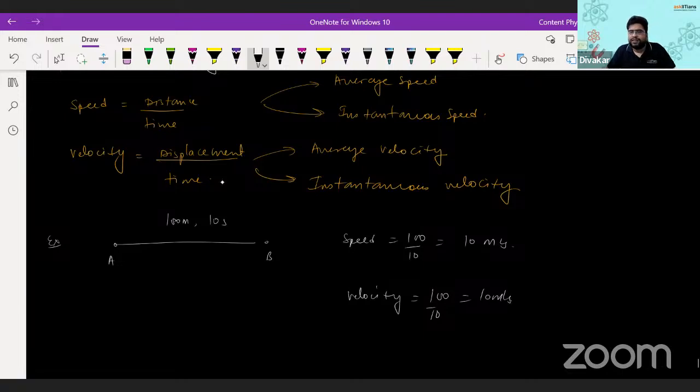So are they the same, similar in magnitude? Yes, of course they are the same in magnitude. But when is it possible? When the particle is moving in a straight line and not taking a turn.